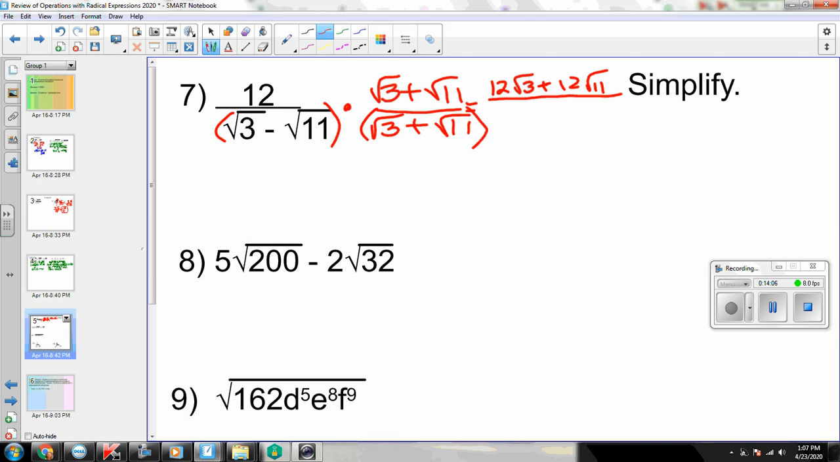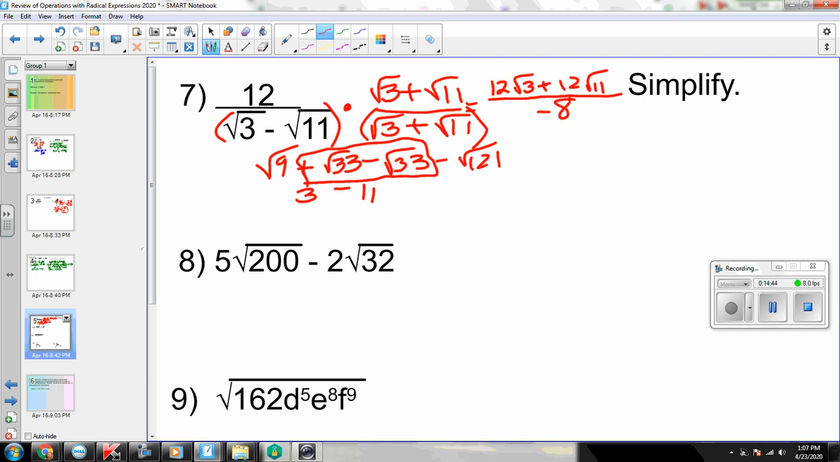When I do FOIL here to multiply these two binomials, the first terms will give me radical 9. The outside will give me plus radical 33. The inside will give me minus radical 33. The last would be minus radical 11 times positive radical 11, which would be minus square root of 121. Well, the middle two terms are going to cancel out, and then I'm going to have a radical 9, which is 3, minus the square root of 121, which is 11. 3 minus 11 will give me negative 8. So now I no longer have radicals in the denominator.